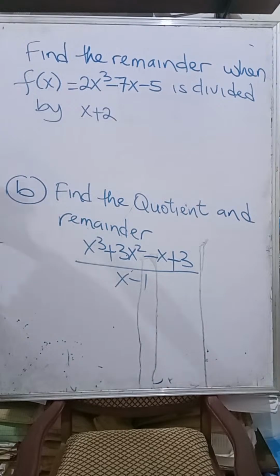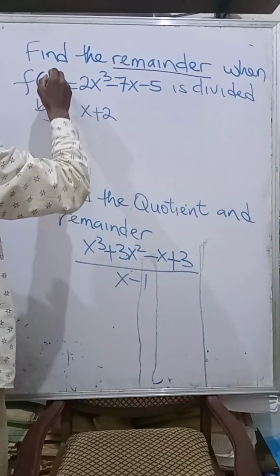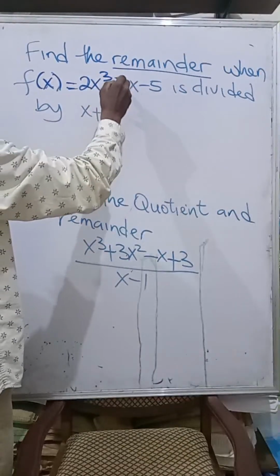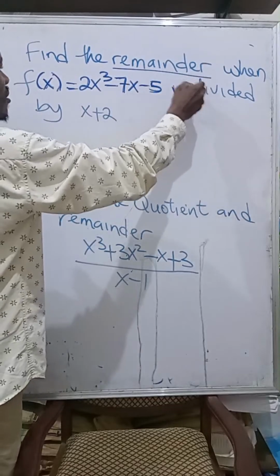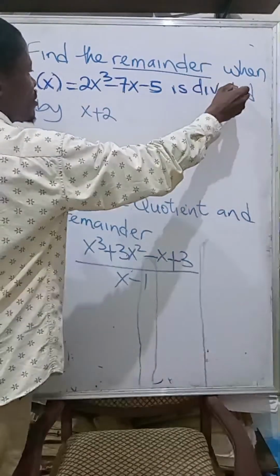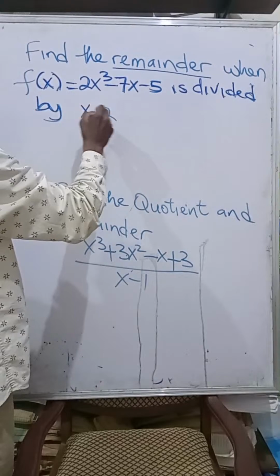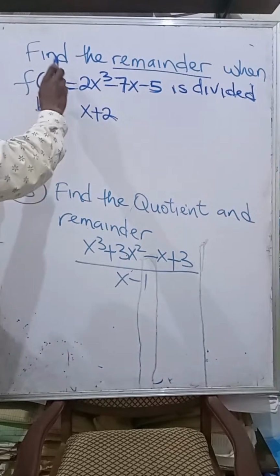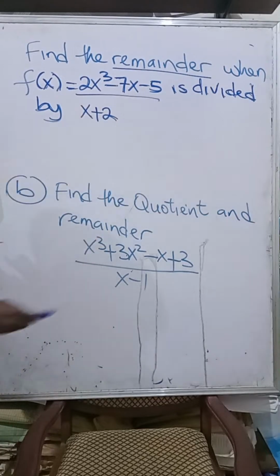We have this question: find the remainder. Find the remainder when f of x, your polynomial, is equal to 2x cubed minus 7x minus 5, is divided by x plus 2. Find the remainder when f of x is divided by x plus 2.